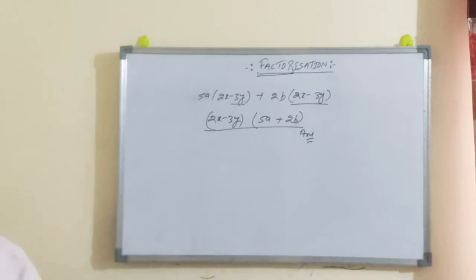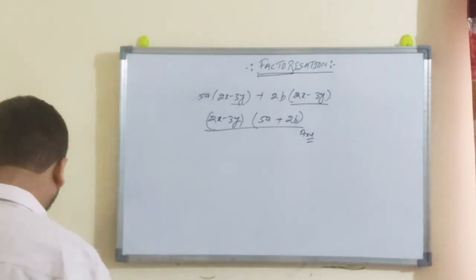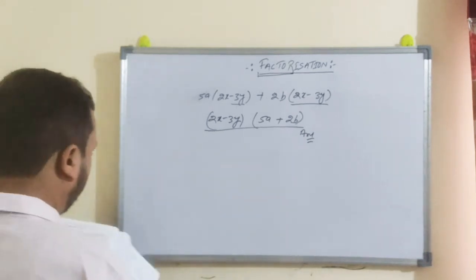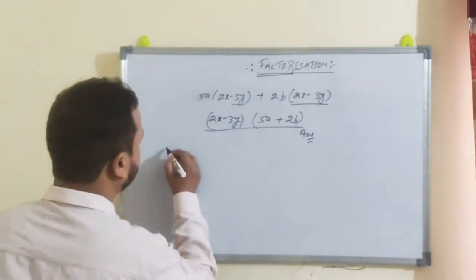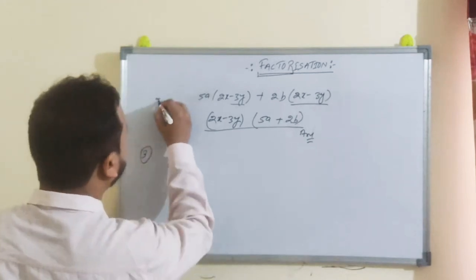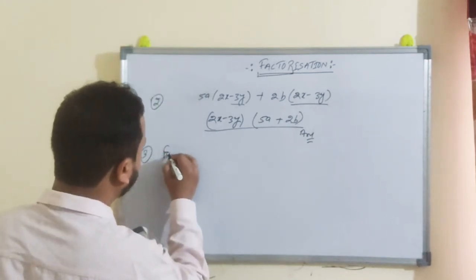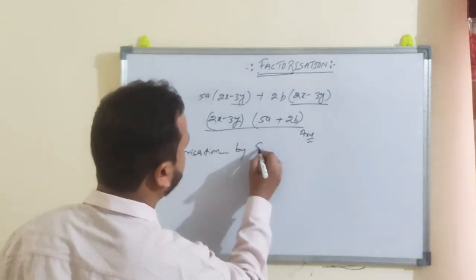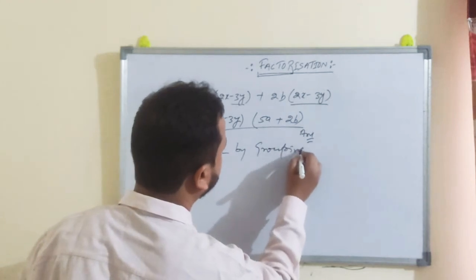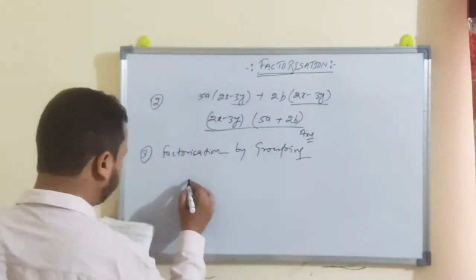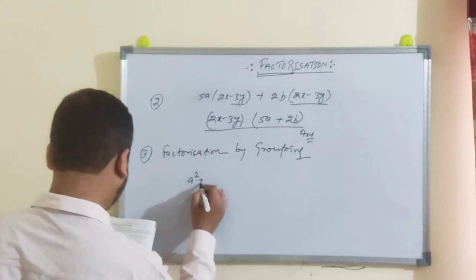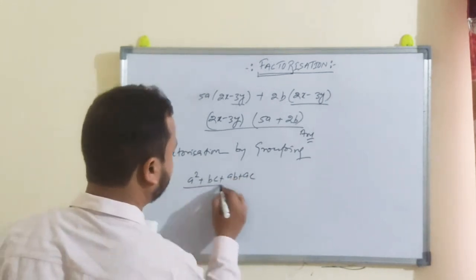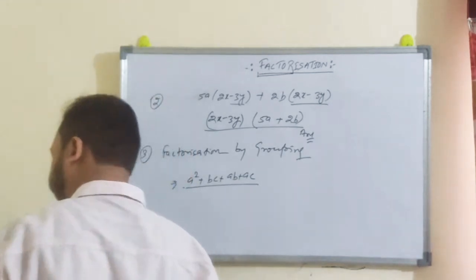Now come to the third part, factorization by grouping, right? This is the third type, this was the second type. In this part, suppose a question is given as a square plus bc plus ab plus ac. You have to factorize this.